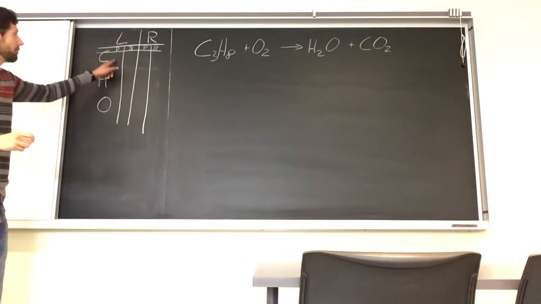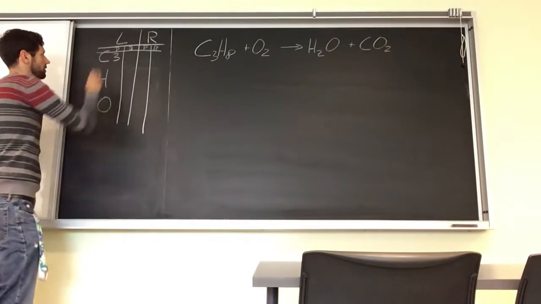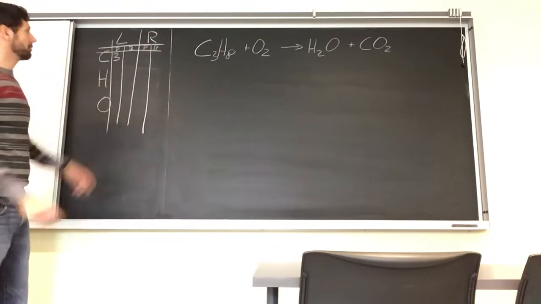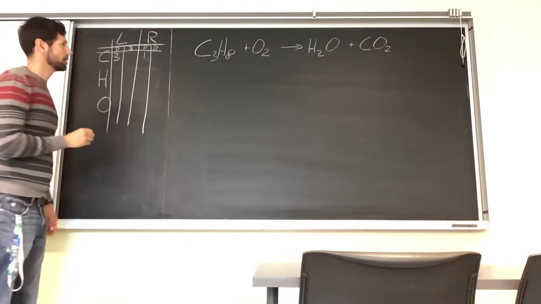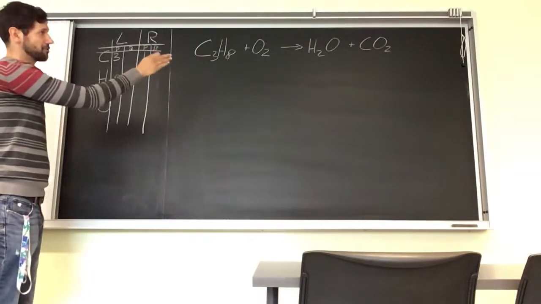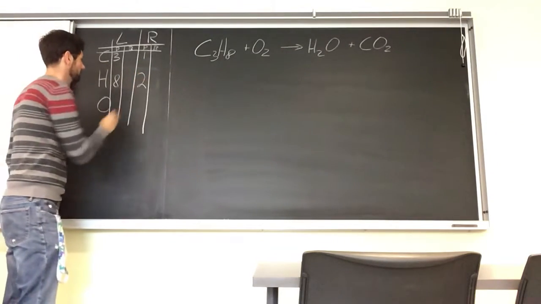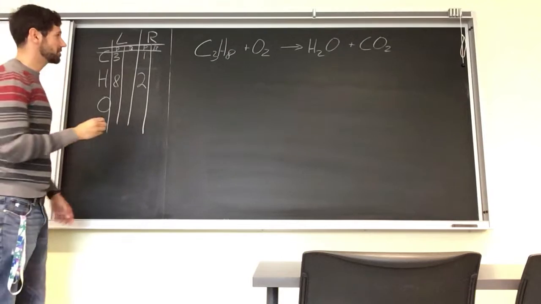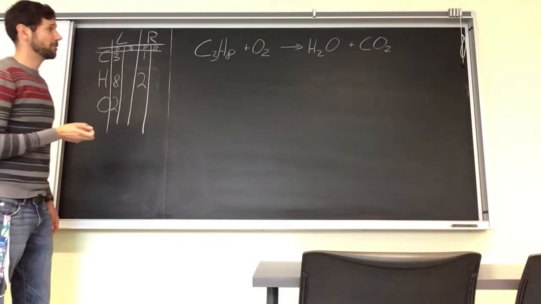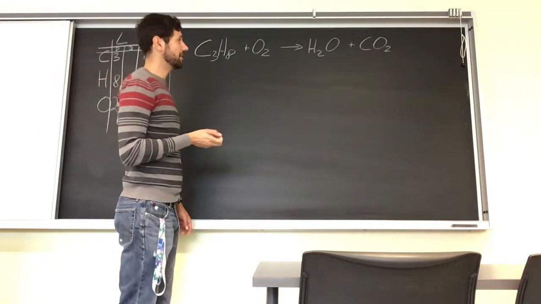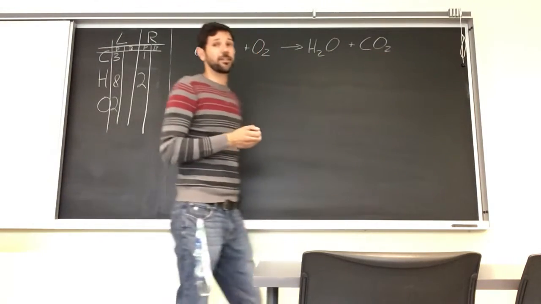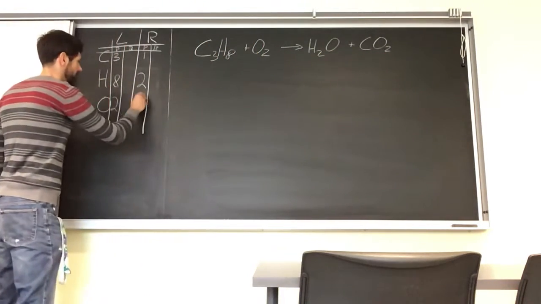So before balancing, number of carbons on the left side is 3. Number of carbons on the right side is just 1. Number of hydrogens on the left side is 8. Number of hydrogens on the right side is 2. Number of oxygens on the left side is 2. Number of oxygens on the right side is 3. And remember, it's important to look at each molecule on each side of the equation. So there's oxygen occurring in H2O. There's also oxygen occurring in CO2. So 2 plus 1 gives us 3.